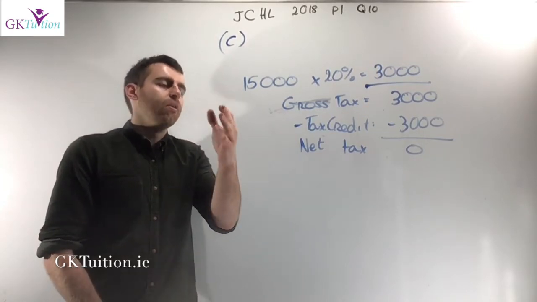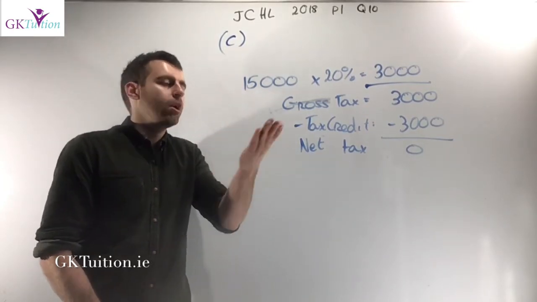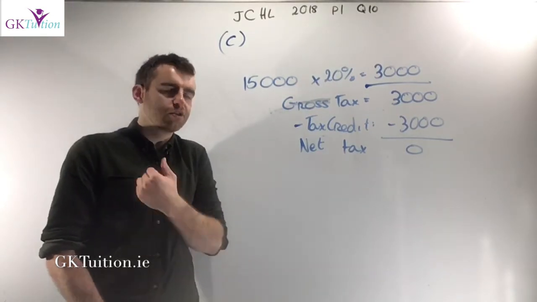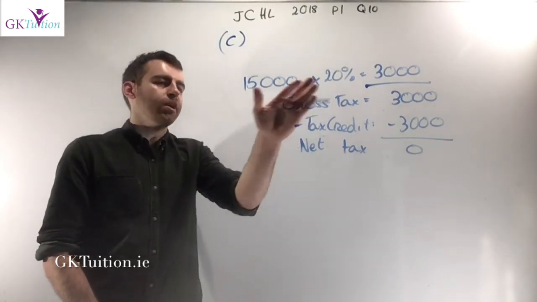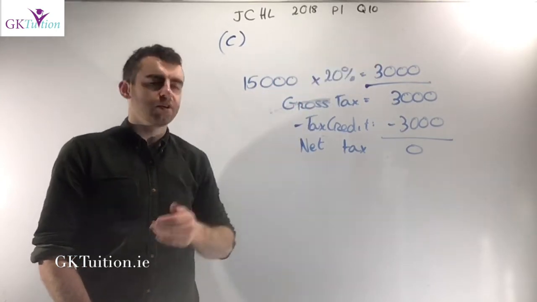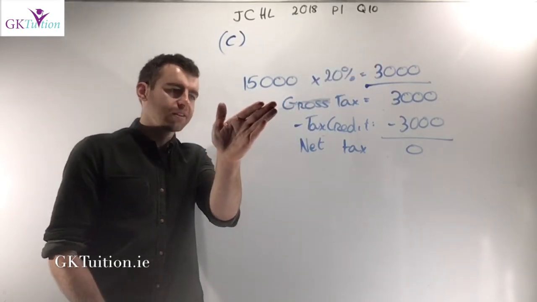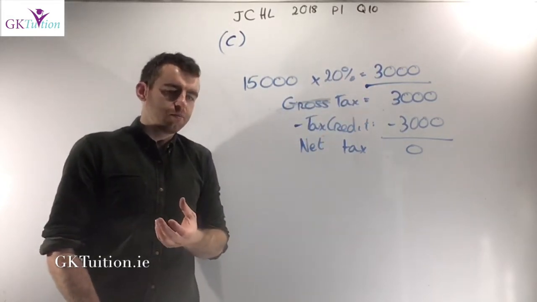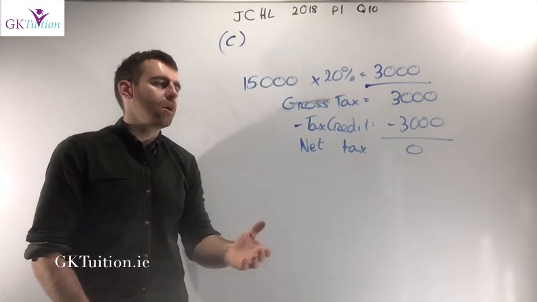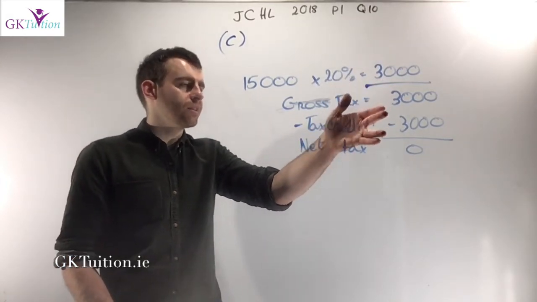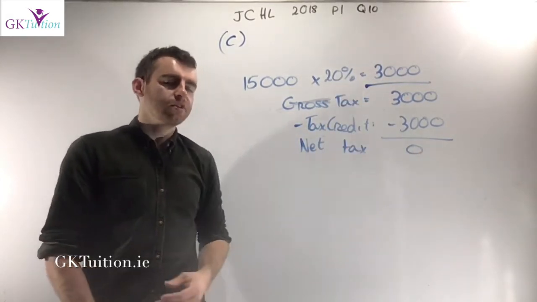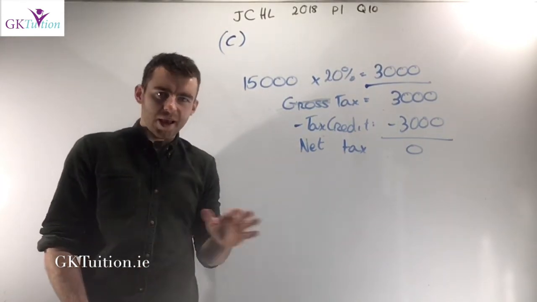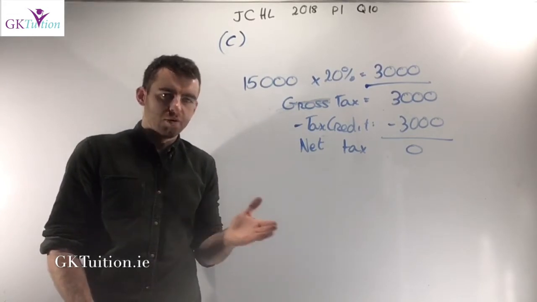In this scenario, if you only earn 15,000 euro, you're only paying 20% tax. You don't have to pay the higher rate of tax because you're below the cutoff point. 20% of 15,000 is 3,000 euro. So that's actually the gross tax. The gross tax in this scenario is 3,000 euro. But now all of a sudden people have tax credits of 3,000. So the gross tax minus the tax credit in this case is 0. So if a person earned 15,000 euro, they don't have to pay any tax on it at all because their tax credit covers them.